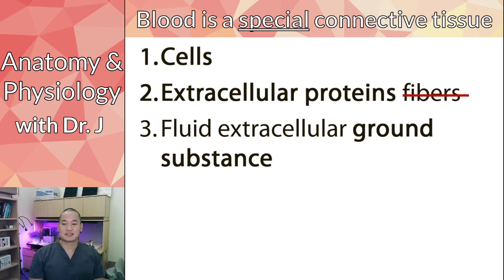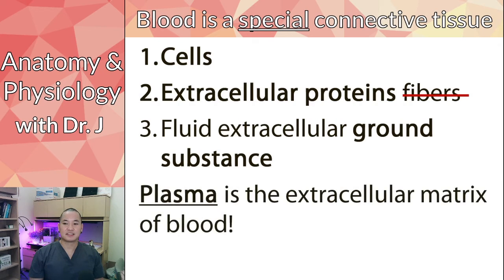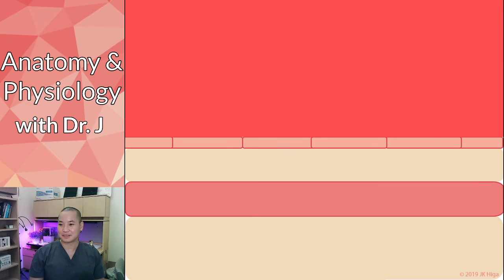So instead of extra solid protein fibers, it has extracellular proteins, but not only are they extracellular proteins, they are water-soluble extracellular proteins because, again, these proteins need to float around in your blood. Otherwise, if they formed solid structures in your blood, they would form clots, they would form blocks, they would form embolisms. We're going to get to that real soon, by the way.